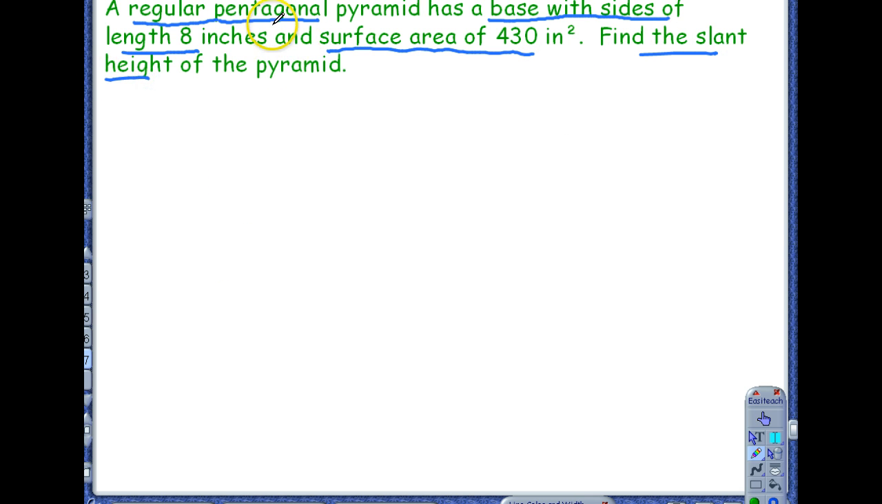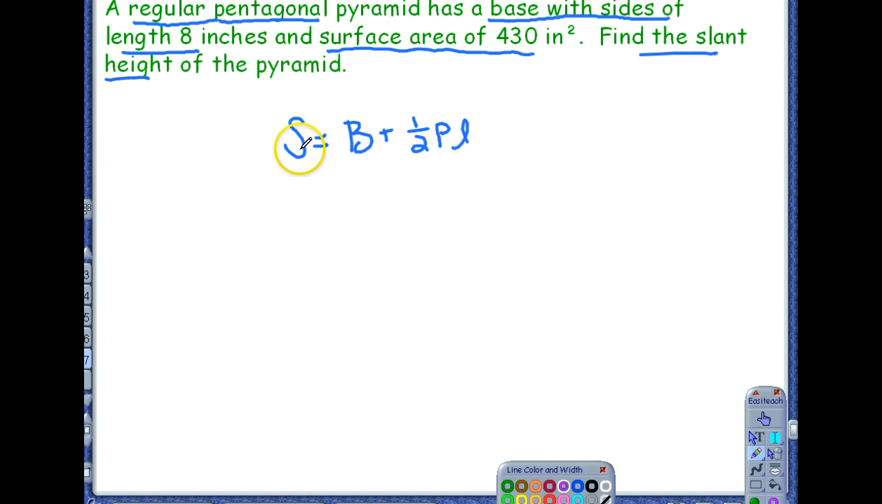Now, since we know we're dealing with a regular pentagonal pyramid, I want to be thinking about the formula to find the surface area, because you're dealing with surface area in a pyramid. So surface area equals the area of the base plus 1/2 the perimeter of the base times the slant height. Here's what I do know: I know the surface area. I don't know the base area, but I could find it. I don't know the perimeter, but I could find that as well. And the slant height is what I'm trying to find. So I better be able to find the base area and the perimeter.